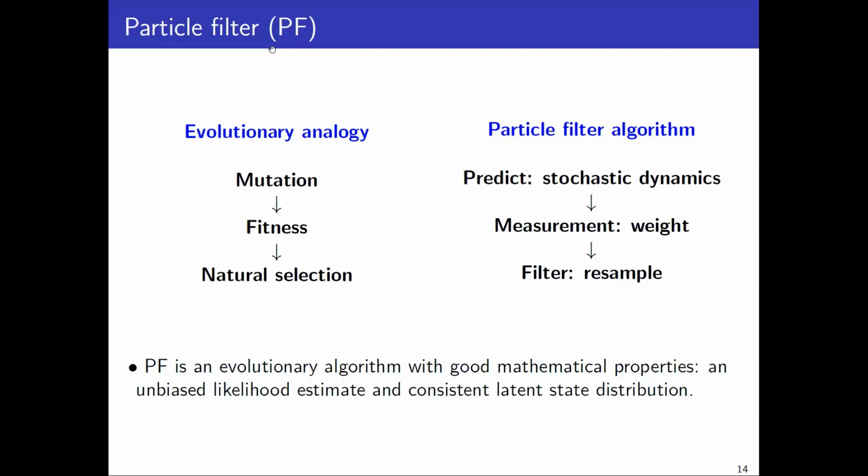Okay, so that's just a heuristic overview of the particle filter. You can think of it, in fact, as there's this whole class of evolutionary algorithms. So you can think of the particle filter as an evolutionary algorithm. This happens to be one with good mathematical properties. It gives an unbiased likelihood estimate and consistent latent state distribution as the number of particles increases.